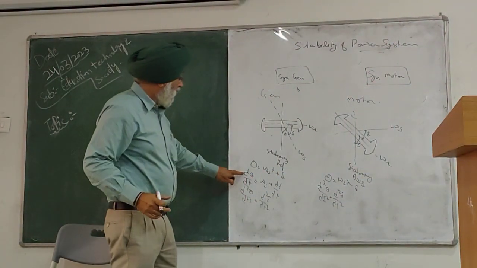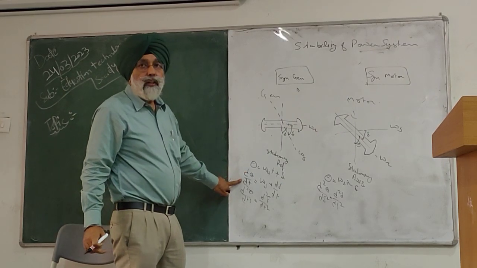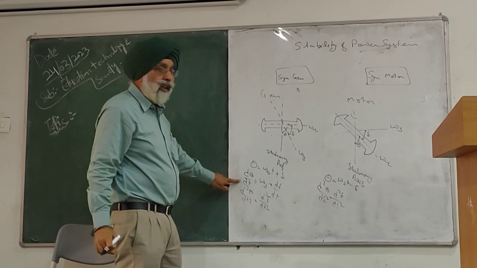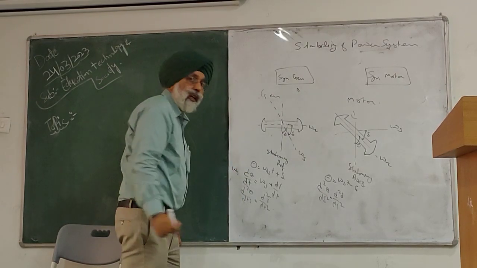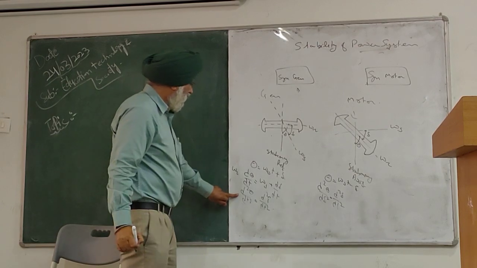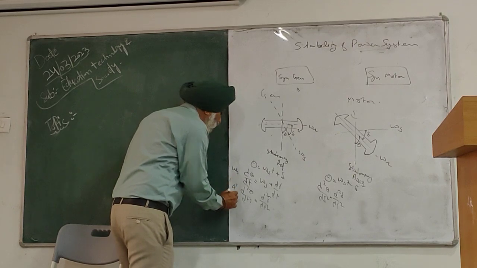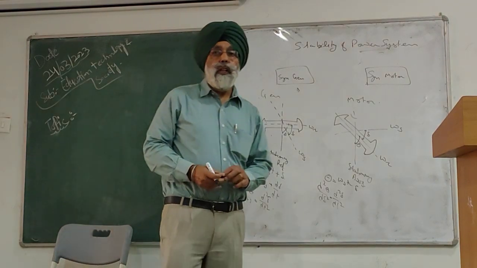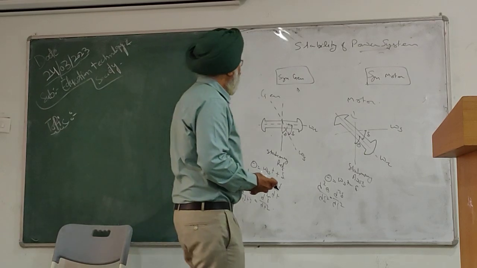This d theta by dt is giving the angular velocity, which is equal to omega r, and d square theta by dt square is the angular acceleration.